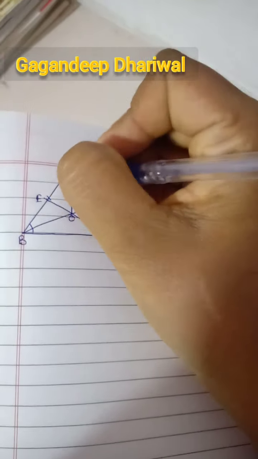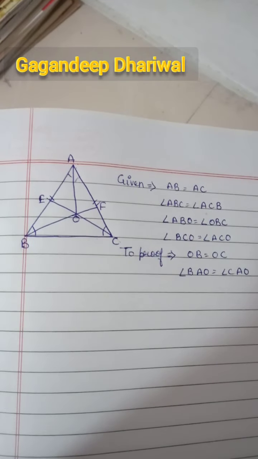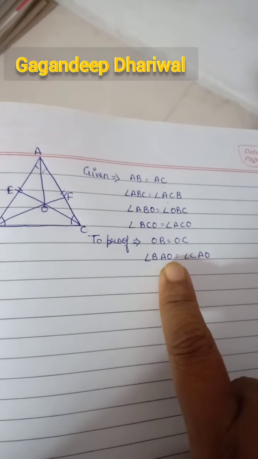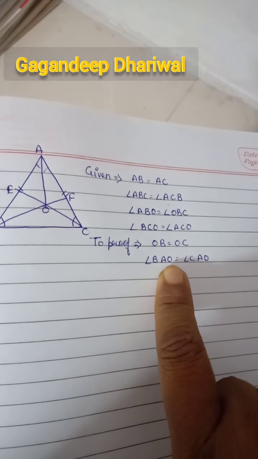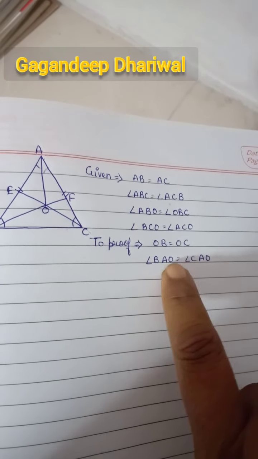मतलब आपको ये दोनों प्रूव करने, ये दोनों एक दूसरे की इक्वल है. इट मीन्स ये ना कि what the question says that AO bisects angle A. It means you have to prove this.